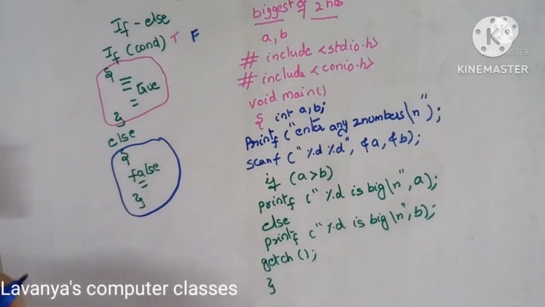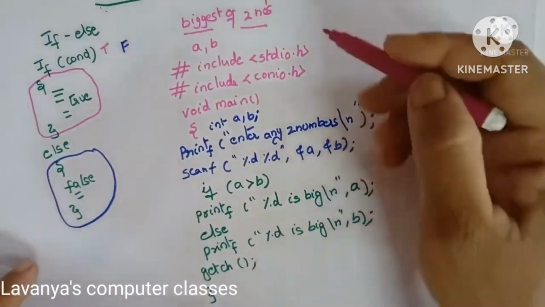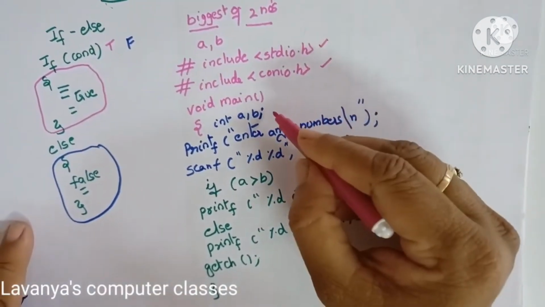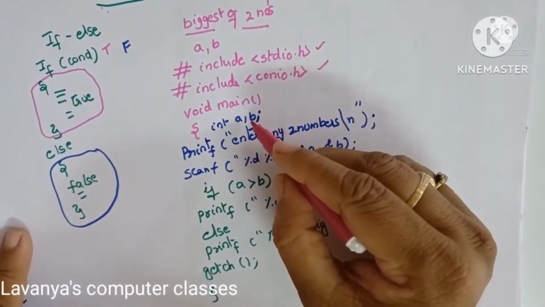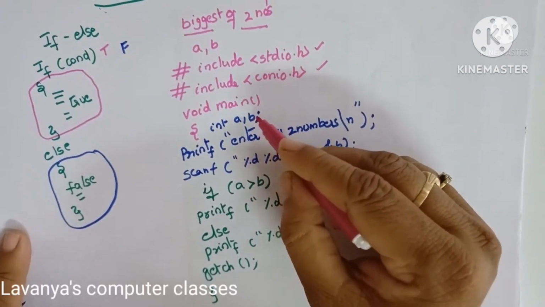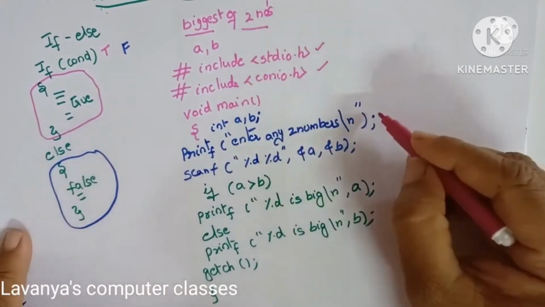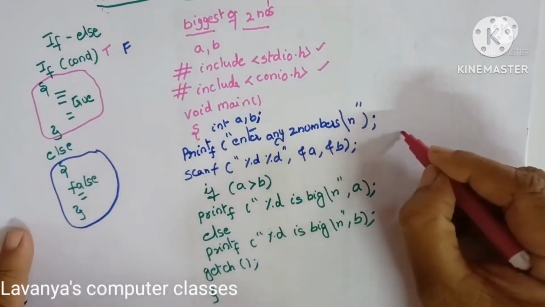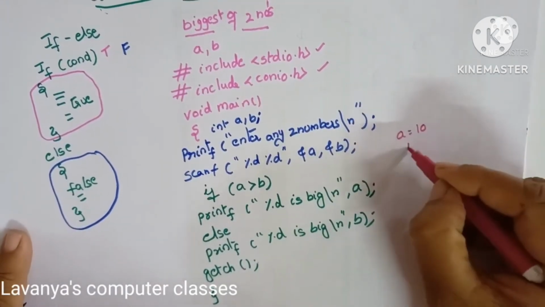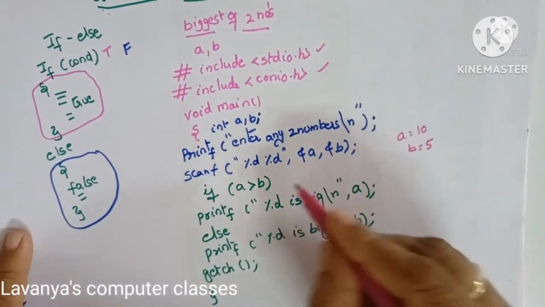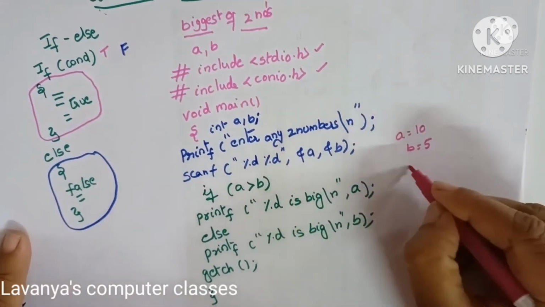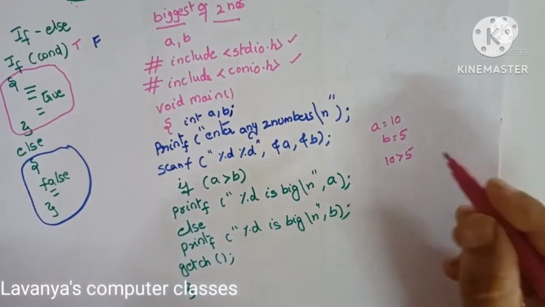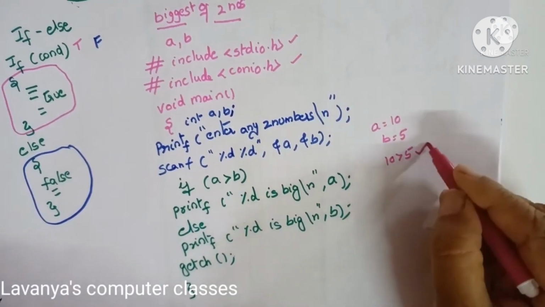Now I will explain with some values how this program works. So stdio.h, conio.h, main, then we have to read two numbers, A comma B. Here A comma B are two variables with integer data type. Enter any two numbers is the heading only, kept in the printf for user purpose only. Now we'll take two numbers, A value is 10 and B value is 5. Now check the condition. What is the condition? A greater than B, that means 10 greater than 5.